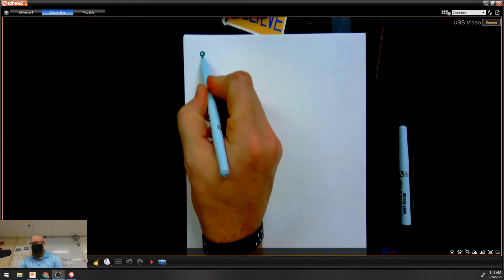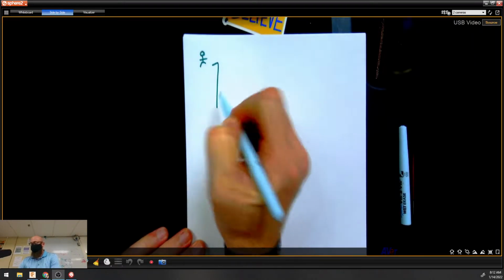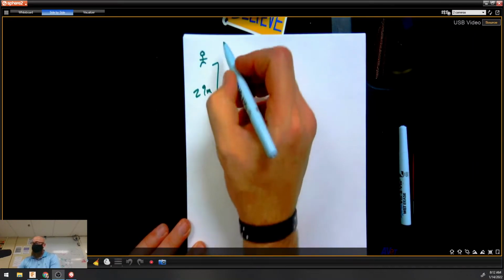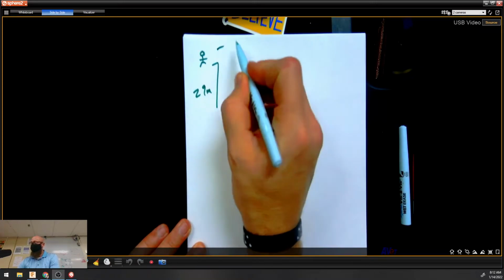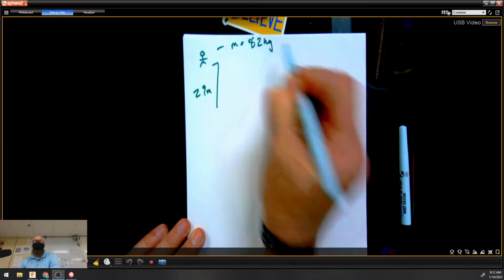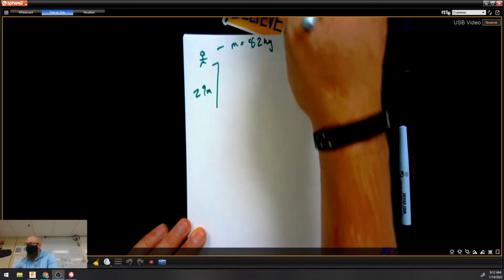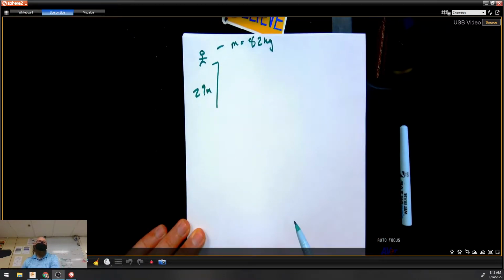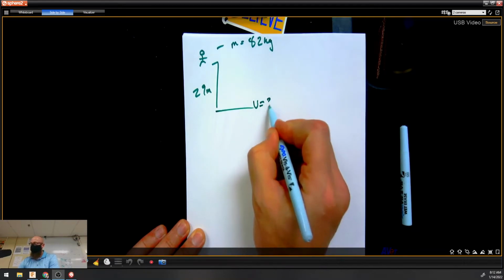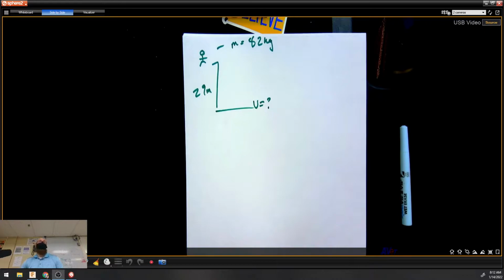Let's start with a simple problem. Let's go old school. All I want to know is, if I have Timmy on the top of a cliff, let's go 29 meters tall, and Timmy has a mass of 82 kilograms, what is the velocity right as Timmy hits the ground? Okay? Velocity as Timmy hits the ground.